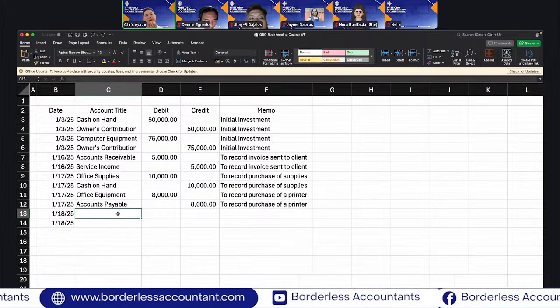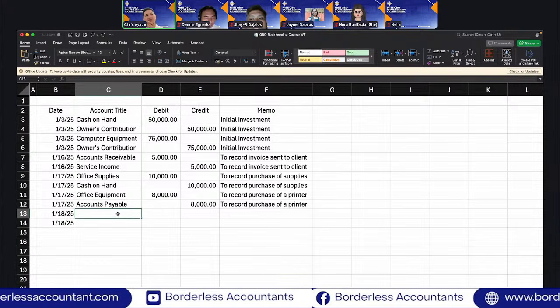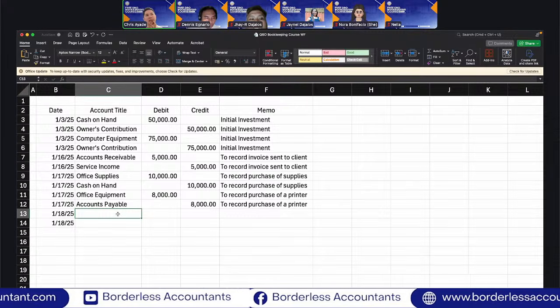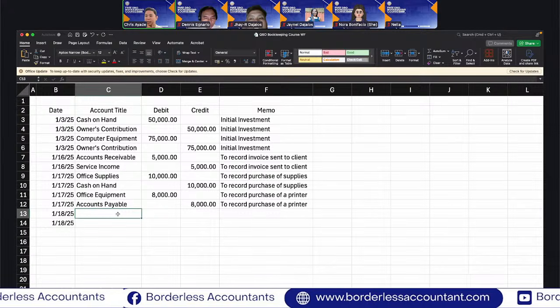Pero wait lang, medyo complex na yan eh. I don't wanna go complex for now. Ayoko mag-deferral muna eh, kasi dudugo yung ano ng mga kasama natin.